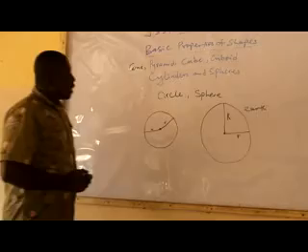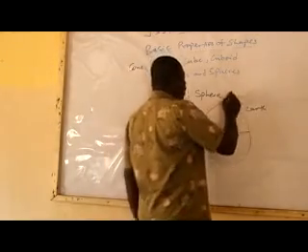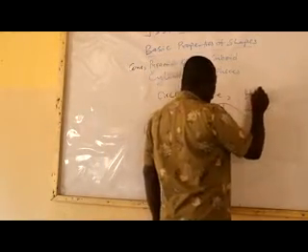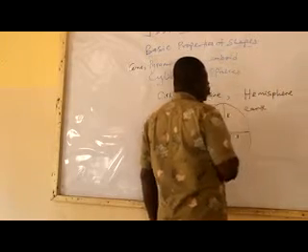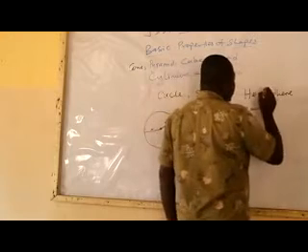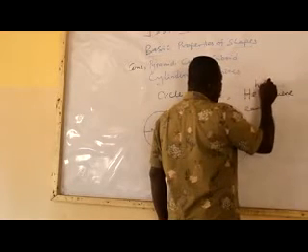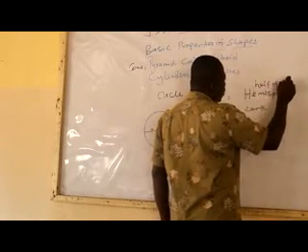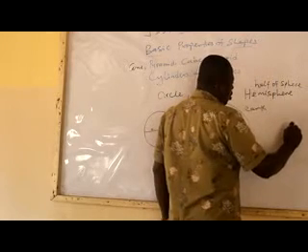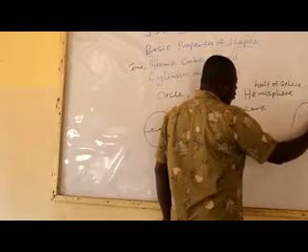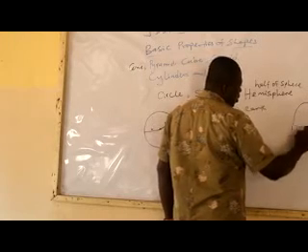Then there is another thing we call hemisphere. This one means half of a sphere. Hemisphere means half of a sphere. So if you say hemisphere, to draw it, you have a half of a sphere like this.